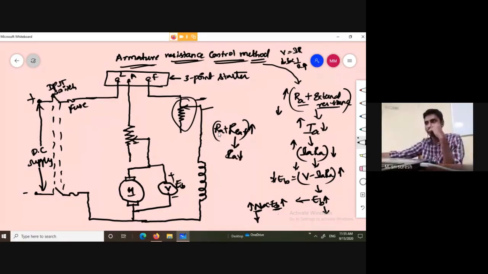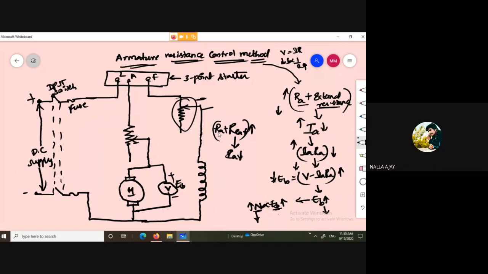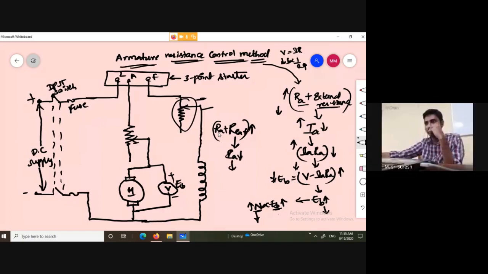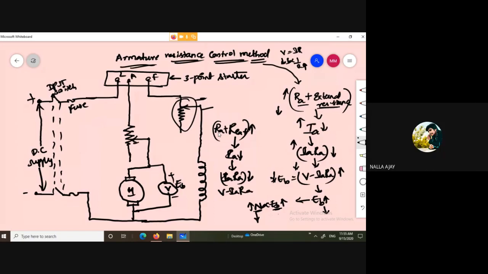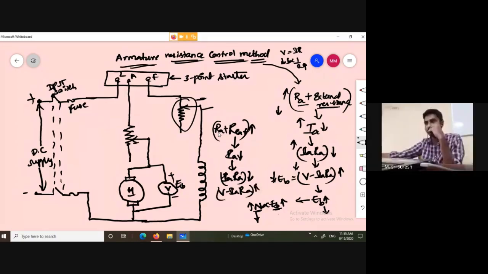Ra will increase. If Ra increases, what happens to Ia? At the starting, Ia will reduce. If Ia reduces, what happens to IaRa? IaRa will reduce. If IaRa reduces, what is V minus IaRa? I already wrote it here: it increases. If this increases, what happens to Eb? Eb will increase.